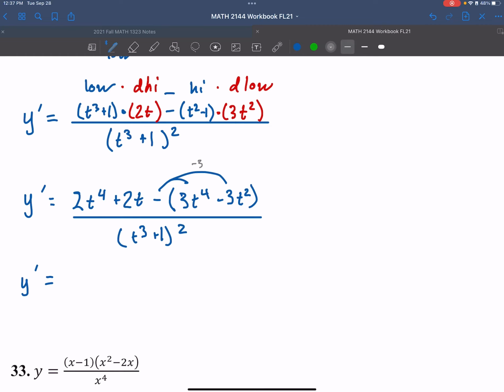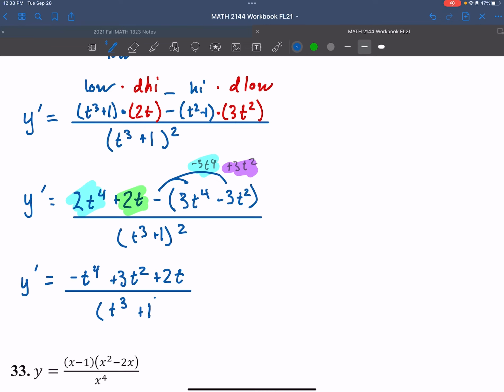Doing a little bit in my head here, this is going to give you a minus 3t to the fourth plus 3t squared, just to not have to write as much. So this is going to give you some like terms. You'll have the 2t to the fourth minus 3t to the fourth, and you'll have the 2t, and then you'll have the 3t squared. So let's see what that looks like all simplified. We would have minus t to the fourth plus 3t squared minus 2t, all divided by t cubed plus 1, all squared.